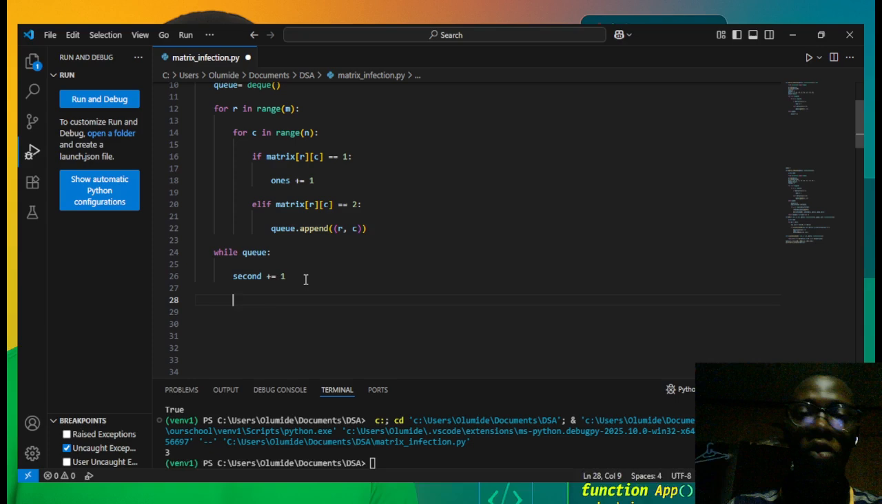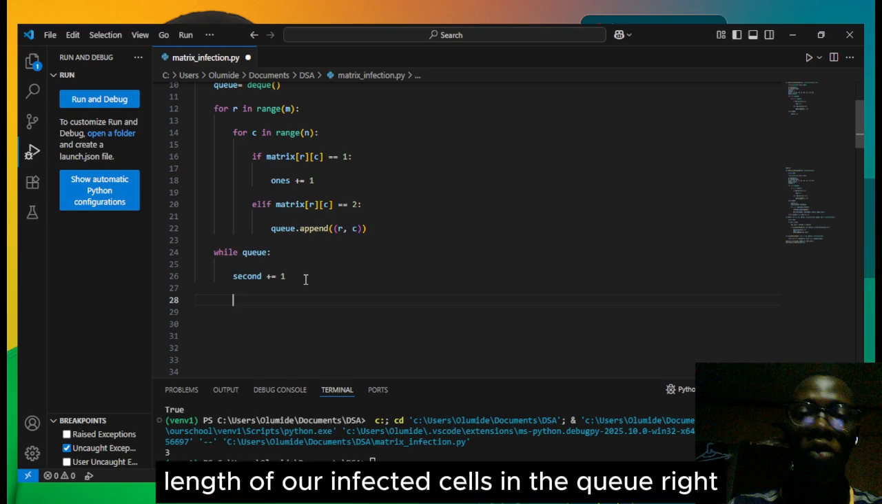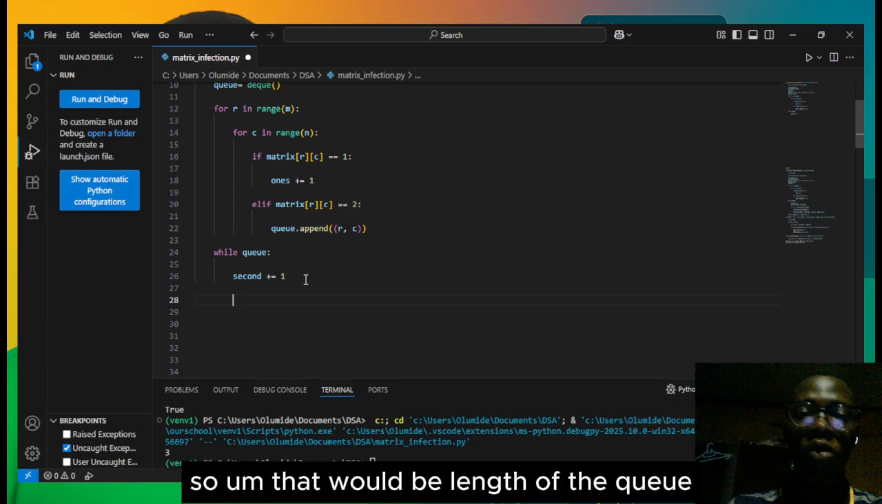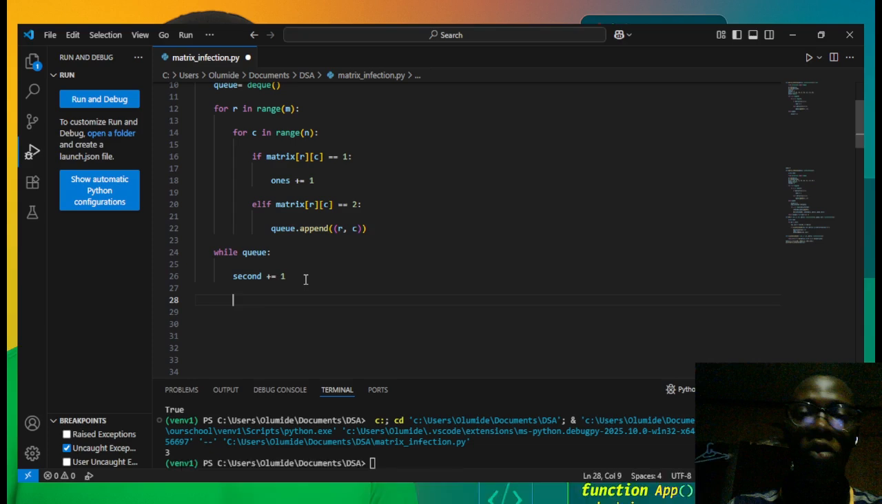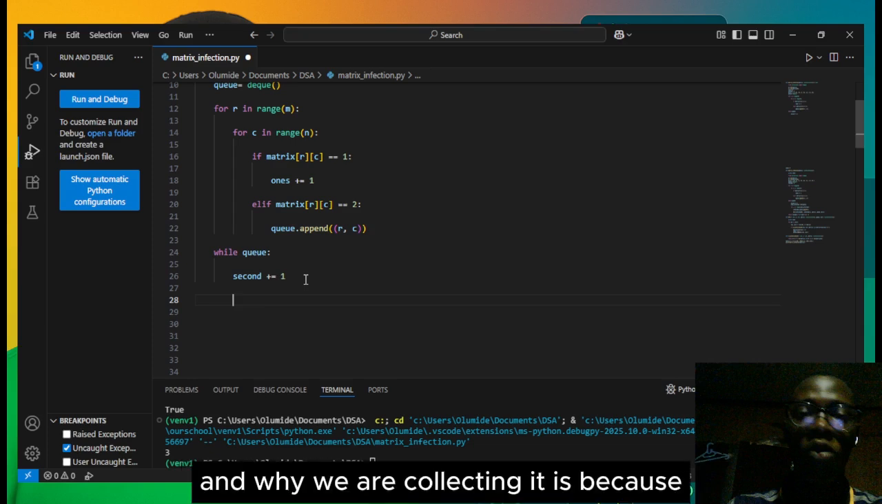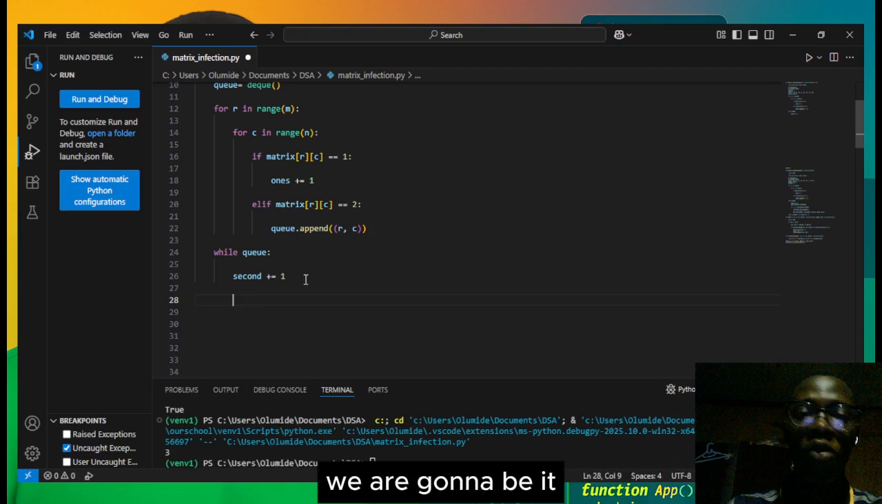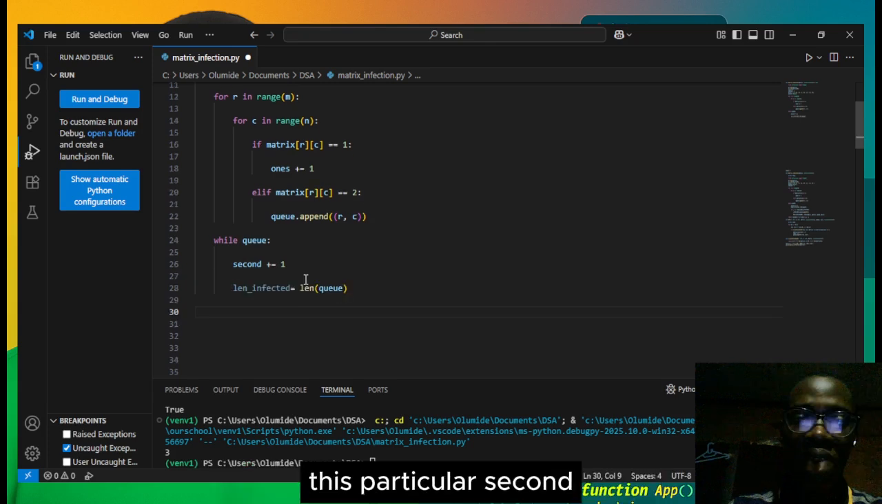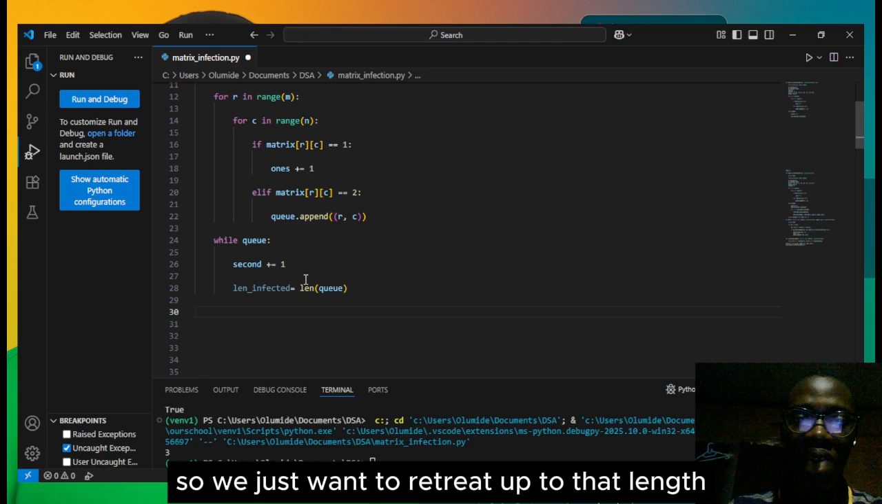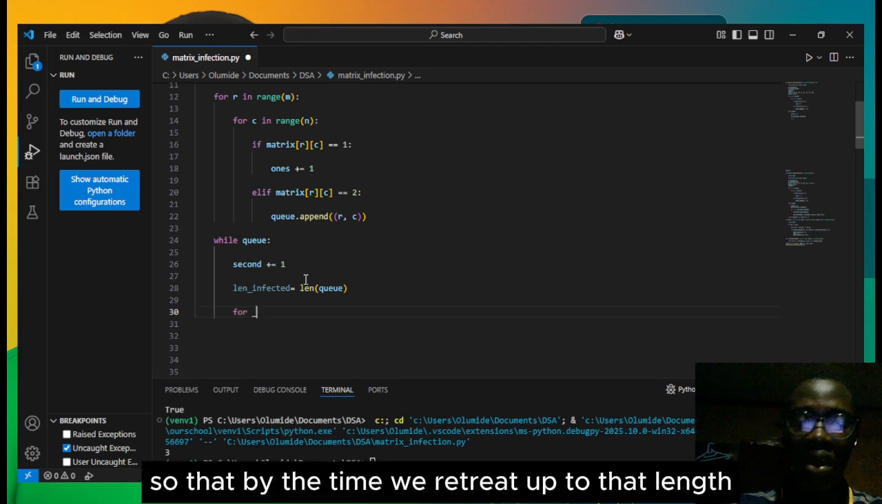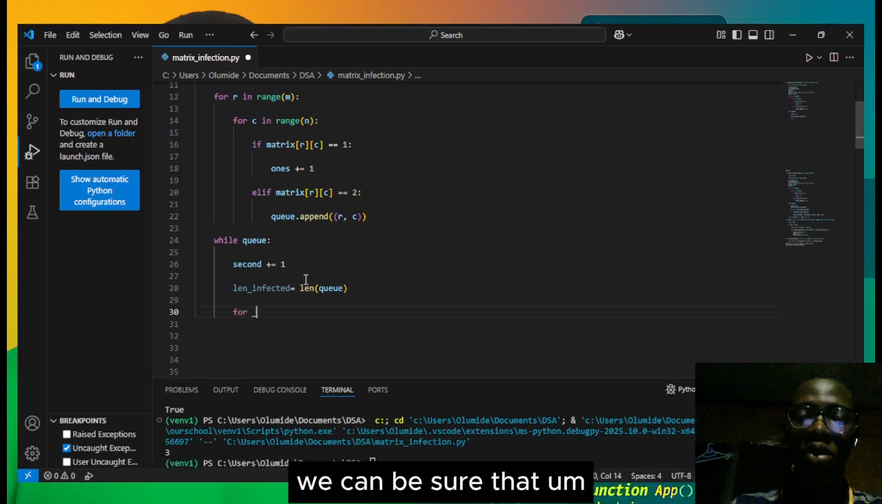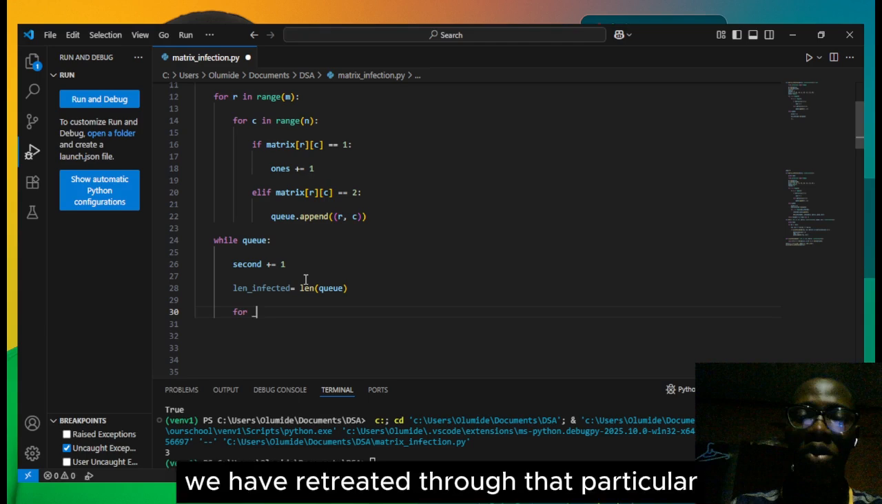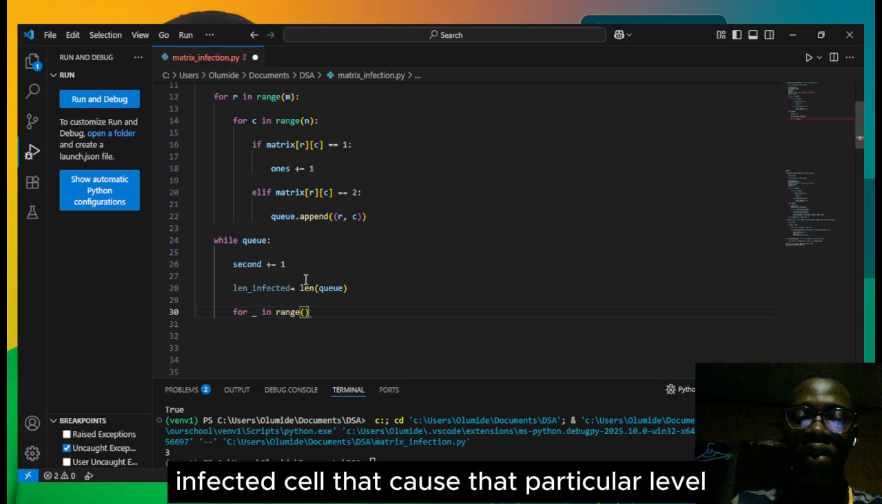Now what we want to do is first collect the length of our infected cells in the queue, so that will be the length of the queue. We are collecting it because that particular length of infected cells constitutes this particular level, this particular second. So we just want to iterate up to that length, so that by the time we iterate up to it, we can be sure that we have iterated through all the infected cells of that particular level.